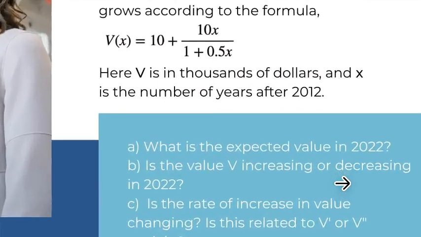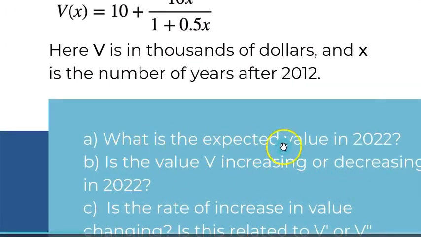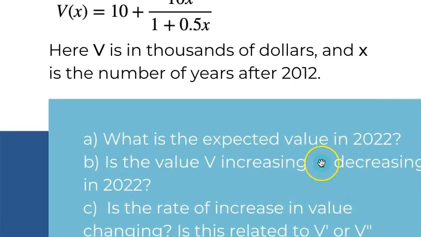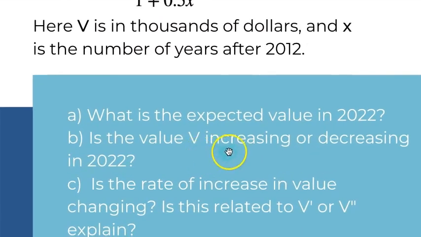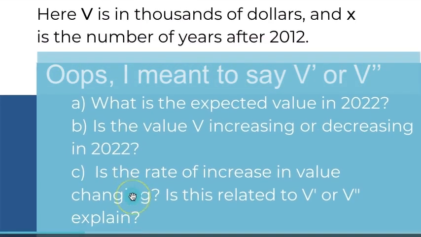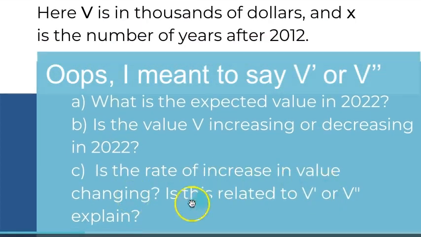So let's blow this up so you can see it a little bit better. What is the expected value in 2022? Is the value of V increasing or decreasing in 2022? And lastly, is the rate of increase in the value changing? And is this related to V or V prime?